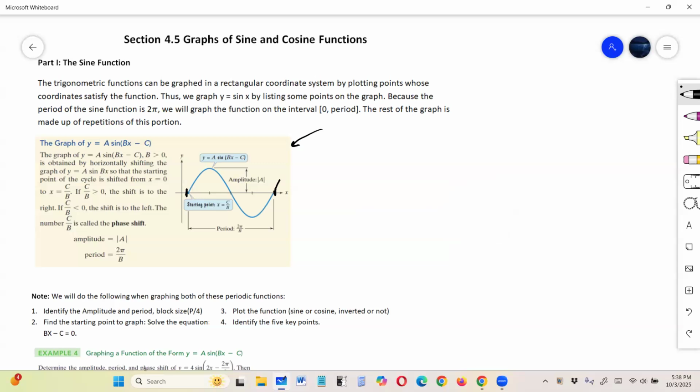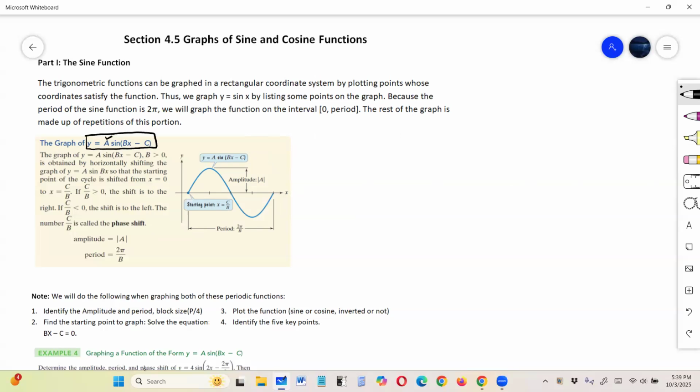Now, if we were to continue here, or if we were to continue there, the function would look exactly the same as this section, and it would look the same here, and it would look the same here, and so on and so forth, because it's periodic. Okay, so this is the information that we need to know. Number one, we need to know the look of the graph. So this is the graph of the sine function. And this is the typical function that we're going to be graphing.